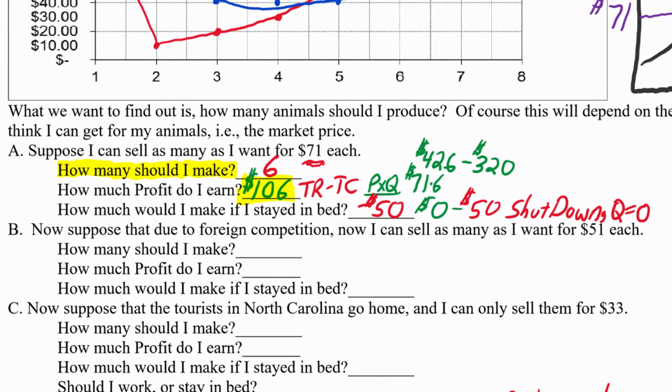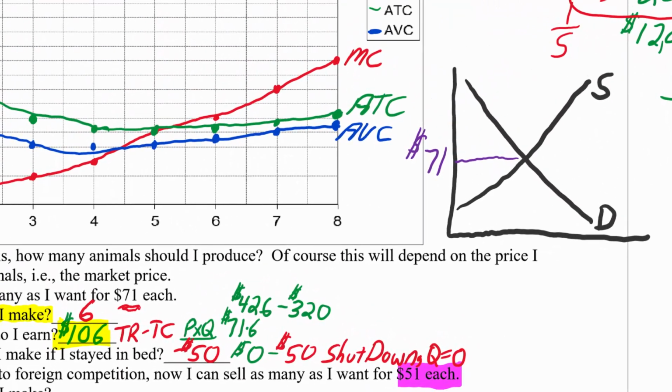Suppose that due to foreign competition, now we can only sell as many as we want for a lower price, $51 each. Now what could have happened? Well, in our supply and demand graph here, when we have more competition, more people producing these chainsaw animals, that increases the supply. And that's driving the market price down to $51.